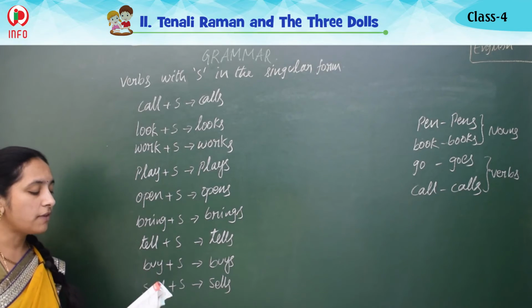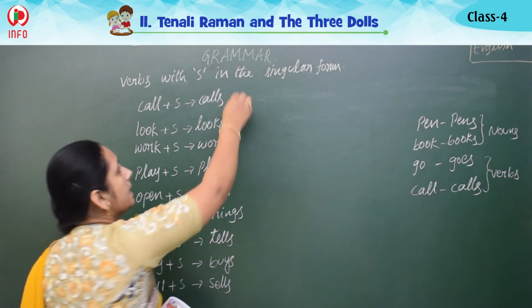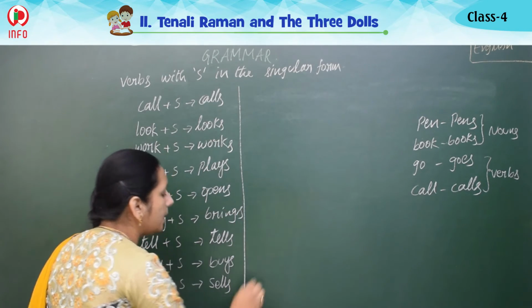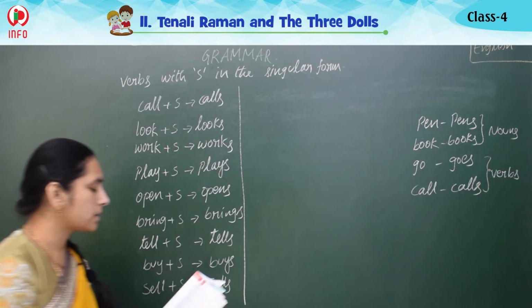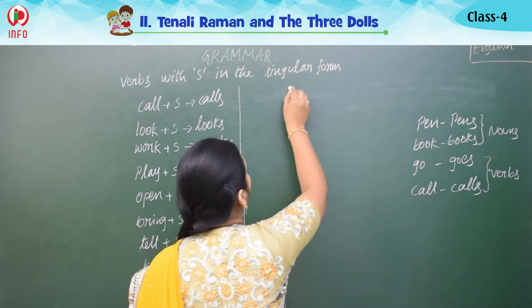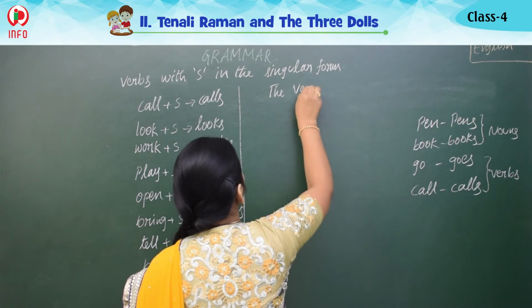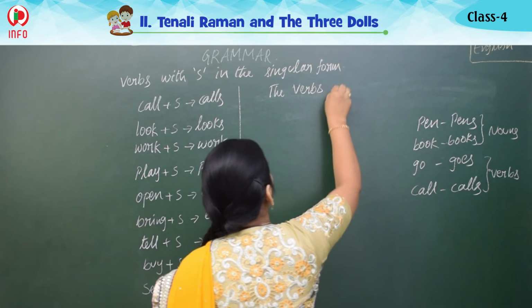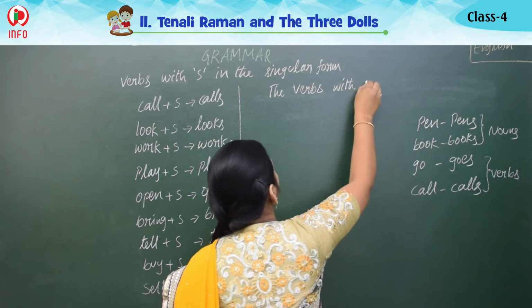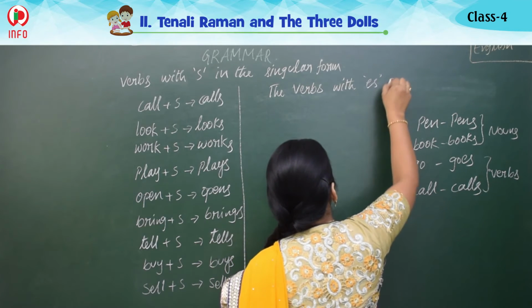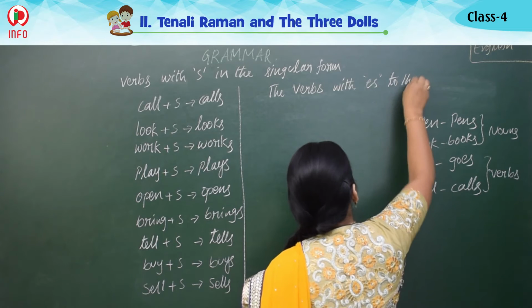Only S. So for some words we add ES, and for some words we add S. So what kind of words are those? The verbs with ES in the singular form.